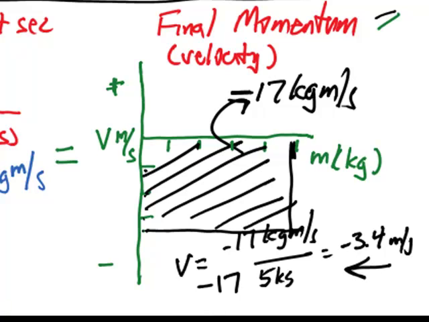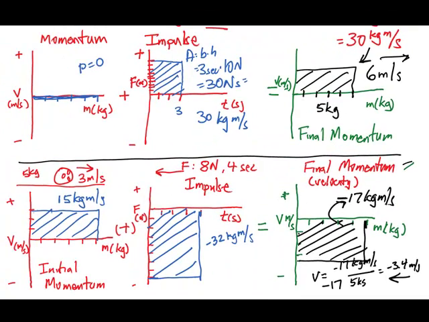So really the big takeaway in this is we end up plotting momentum in a velocity versus mass graph, or we plot impulse in force versus time. The area that we get for each of these remains the same. Okay, good luck with these.